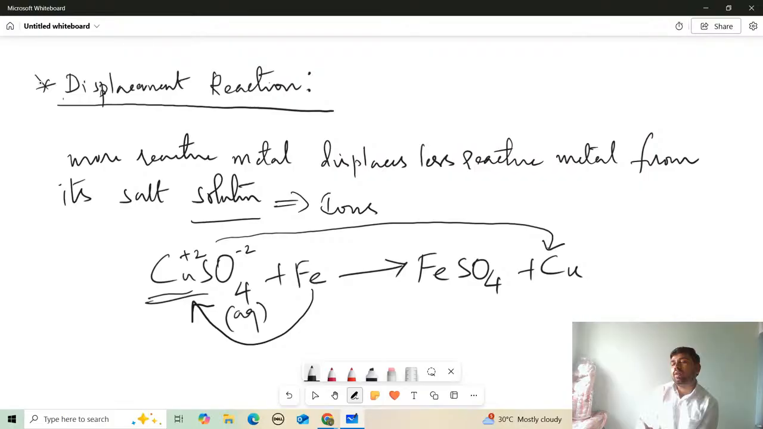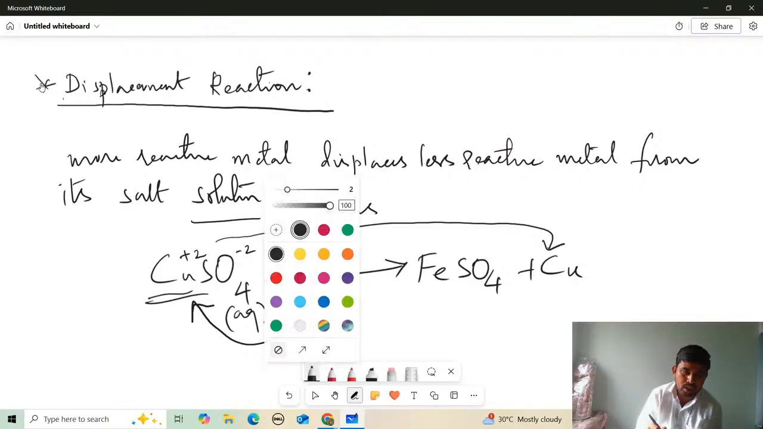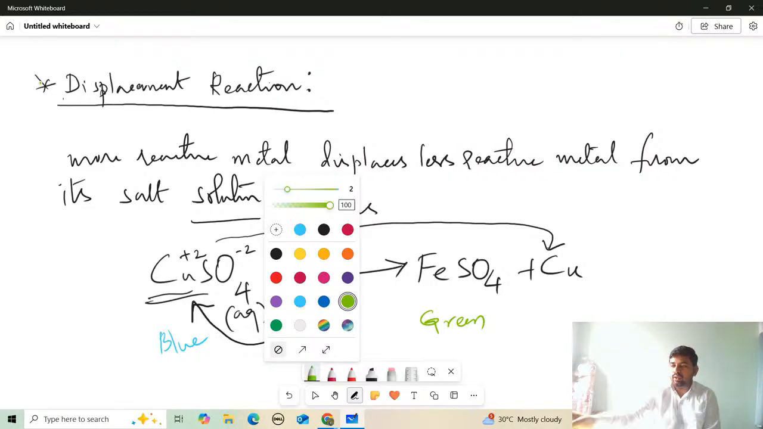Before this, what should you know to understand this one? How will we confirm that the reaction has taken place or not? The color of copper sulfate is blue, and the color of FeSO4 is green.